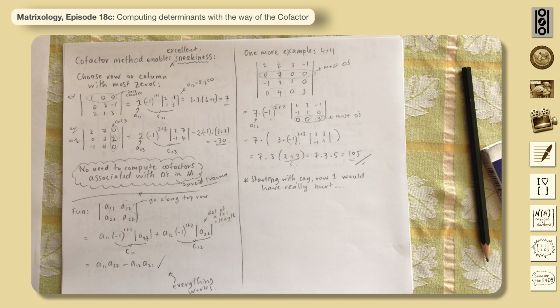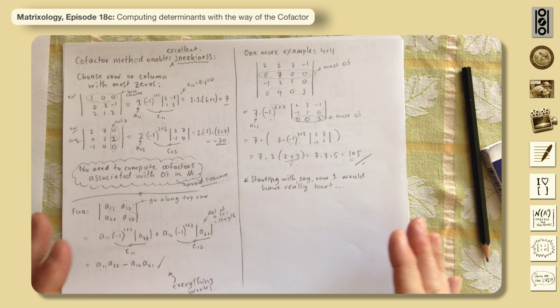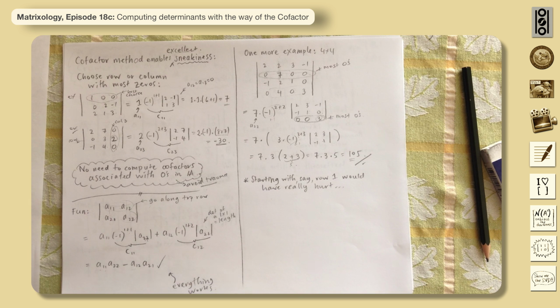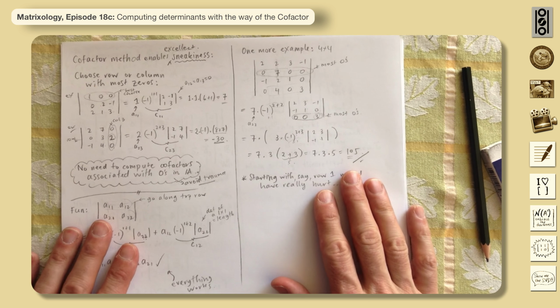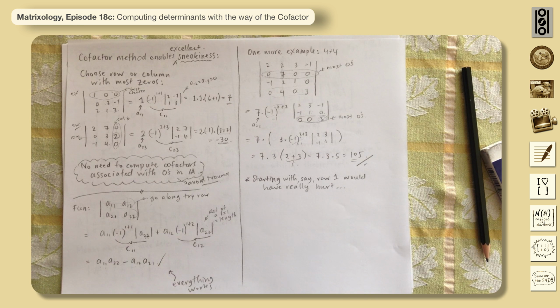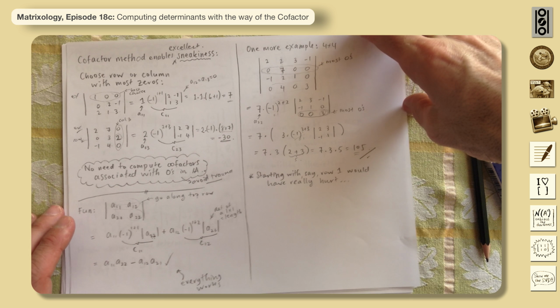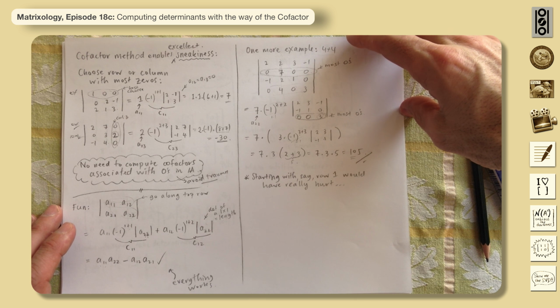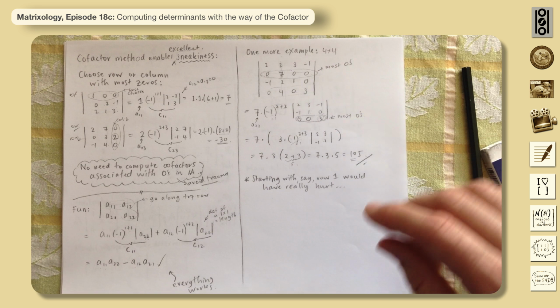So shortcuts when you have lots of zeros. If you need to do one step to make lots of zeros, or a couple, then you should do that as well, because row operations remain a tool that you have. All right, so that is how we compute cofactors, and how we compute determinants based on these strange beasts.